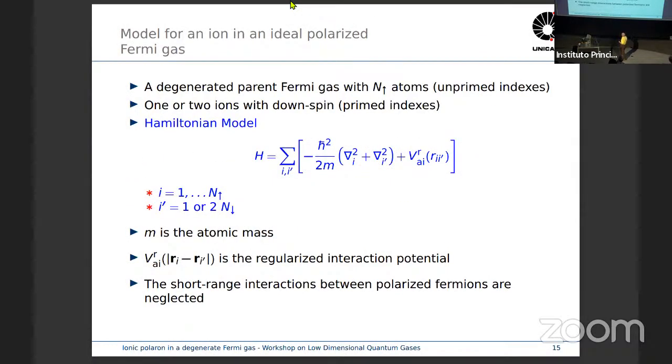term here is the kinetic energy of the atoms. This one here is the kinetic energy for the ion, and V is the interacting potential. M is the mass, and short-range interactions among the atoms in the bath are neglected, since we are assuming that they form an ideal Fermi gas, a degenerate Fermi gas.